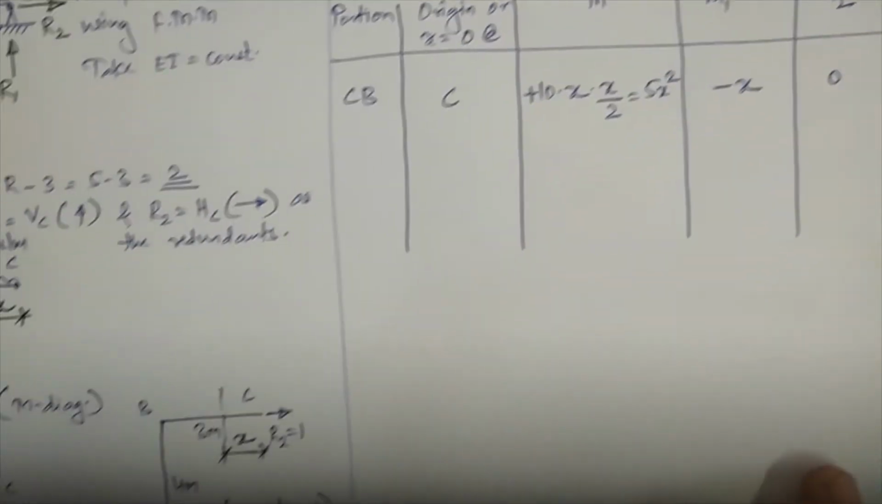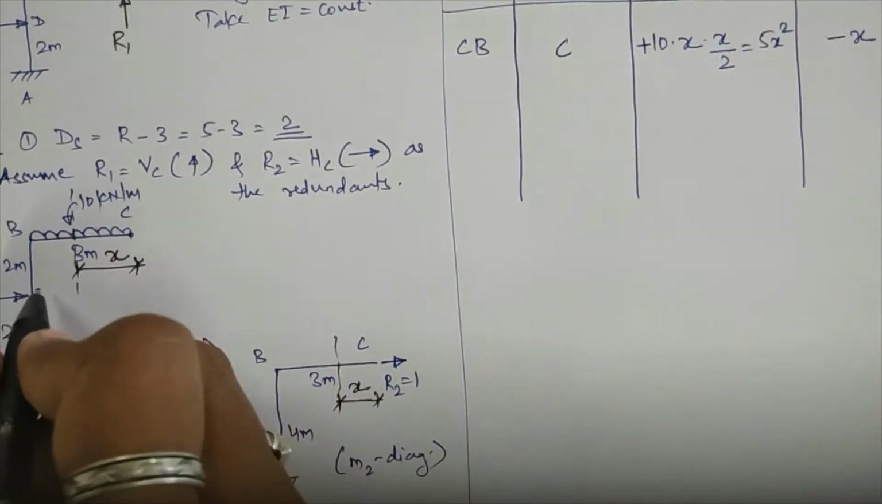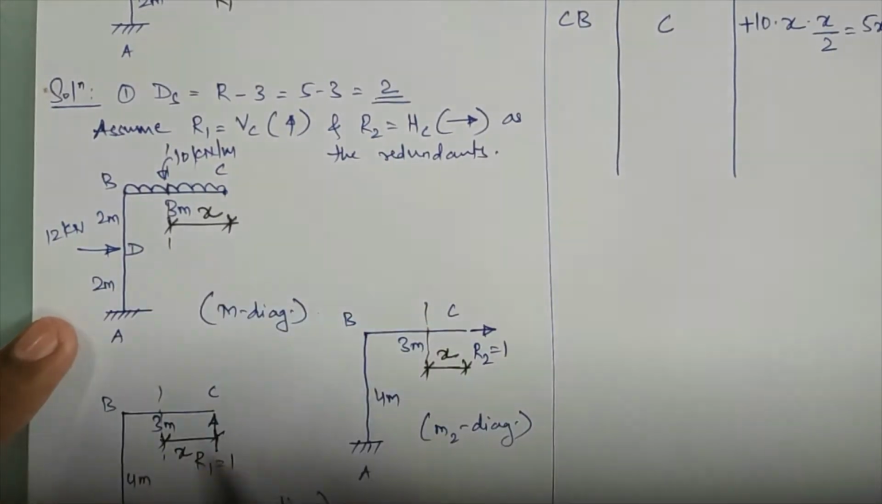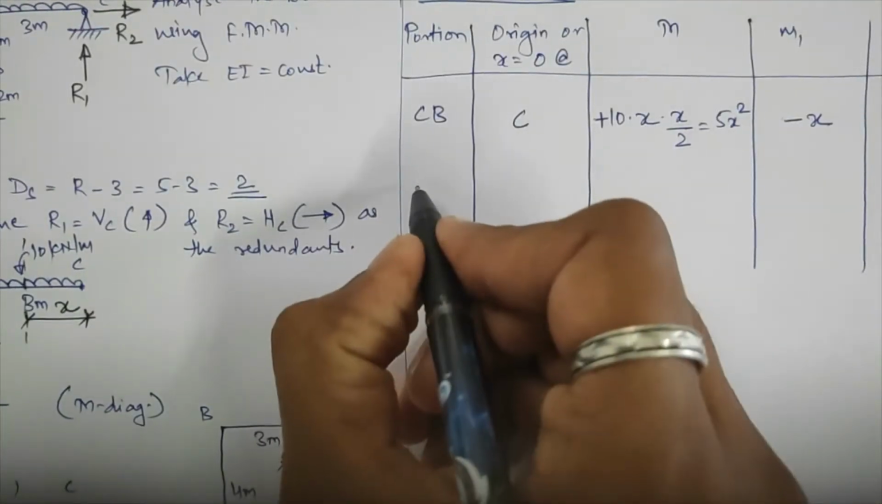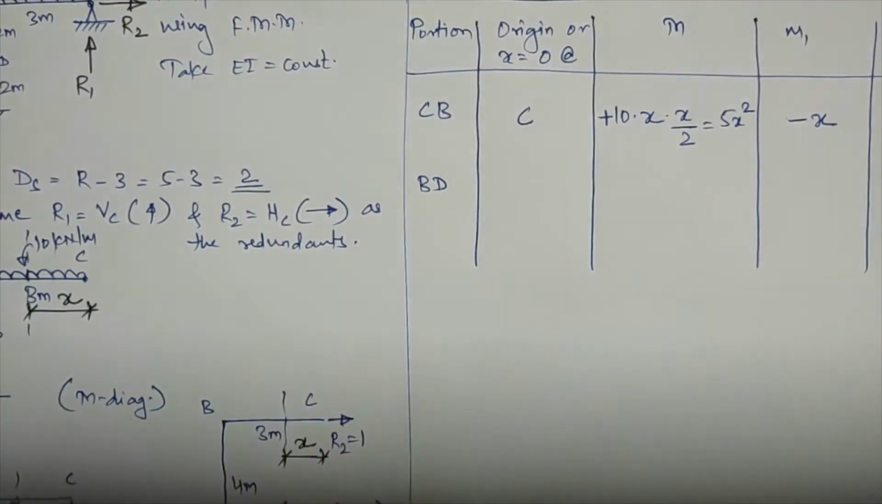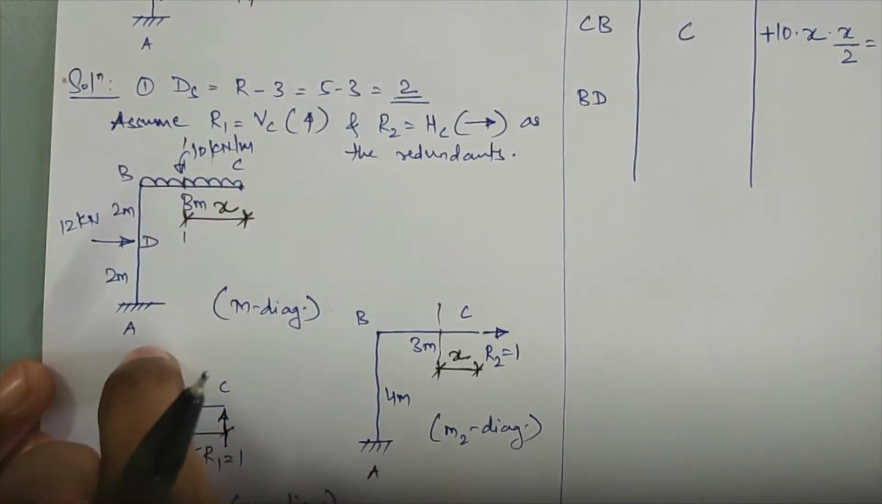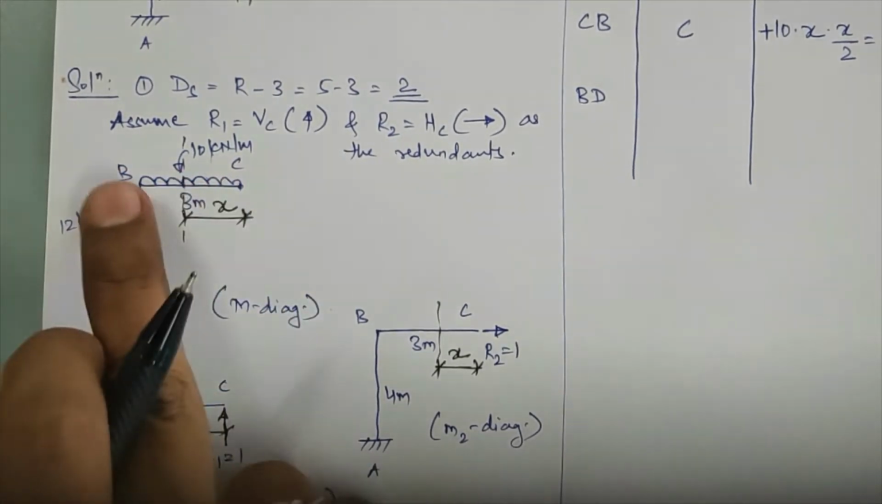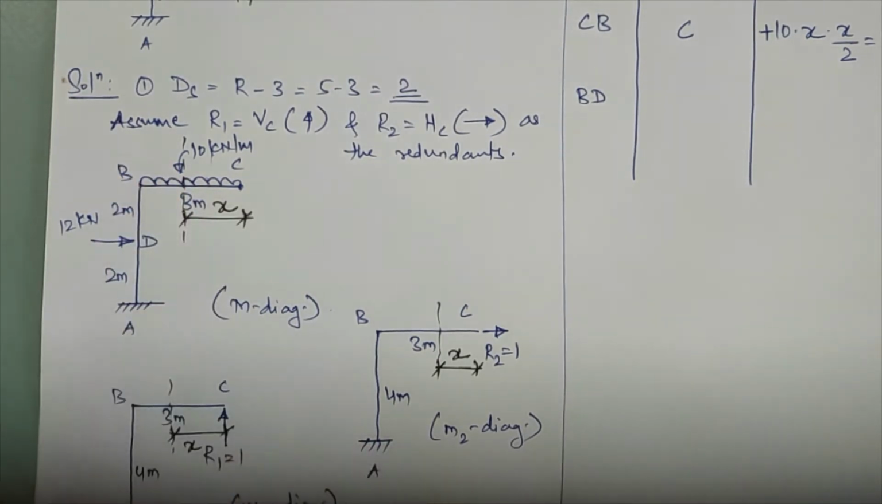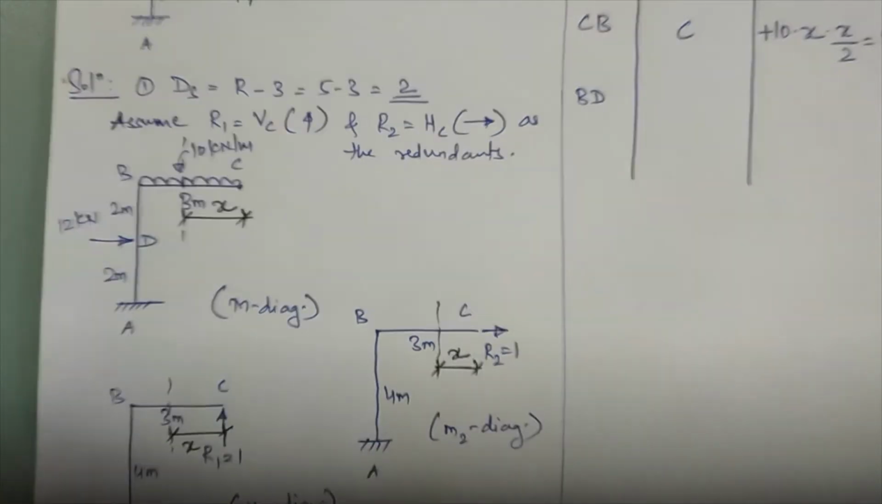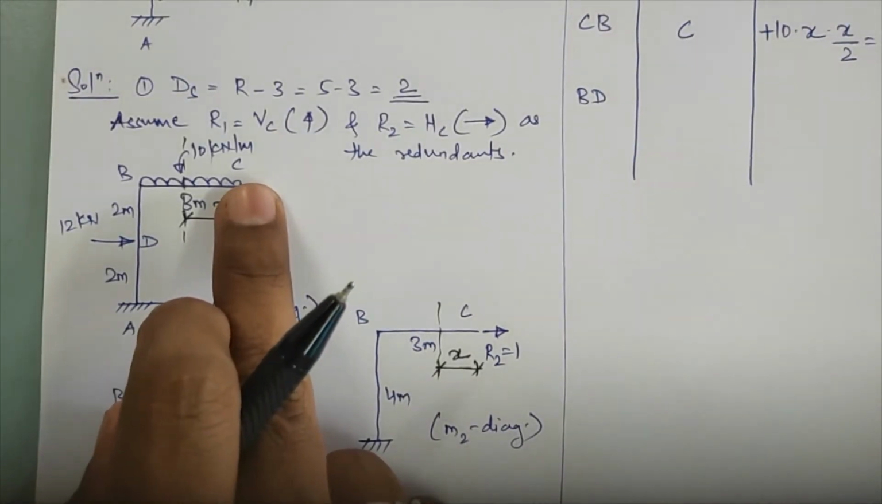Now I'll continue with my next portion. Here I have the point D, so the next portion will be portion BD. Now see, your member is changing from horizontal to vertical. The first portion CB was horizontal and portion BD is now vertical over here. So we cannot keep C as the origin point now.